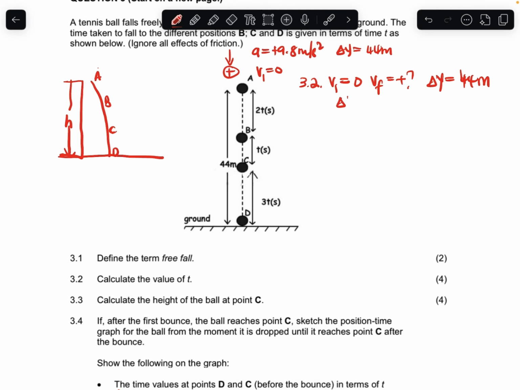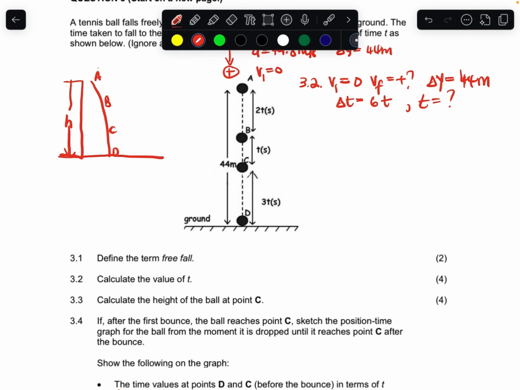And then the time that we have from here to here is going to be 2t plus t plus 3t, which is 6t. So that's the time we have. We have 6t, right? But what we are looking for is t. So which equation is suitable for that?